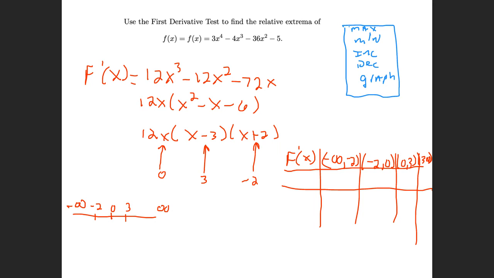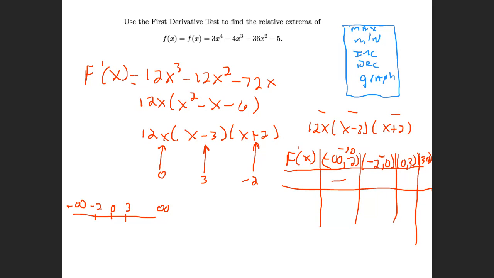So now you can use this. I'm going to use this just to show you what I'm going to do here. Don't care about numbers, just care about positive, negative. So I'm going to take negative 10 and plug it in. 12 times negative 10 is negative. Negative 10 minus 3 is negative. Negative 10 plus 2 is negative. So I've got a negative times a negative times a negative, which is a negative. I don't even care about multiplying any numbers out.